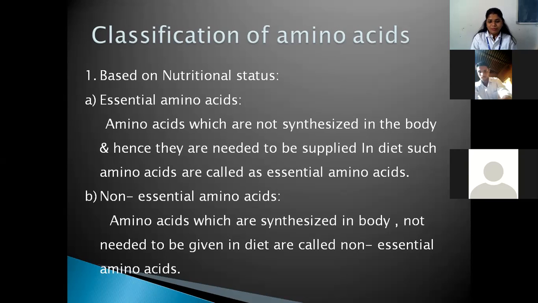Second, on the basis of nutritional status, that is non-essential amino acid. Non-essential amino acids are synthesized in the body, hence not needed to be supplied in the diet. They are already synthesized, so whatever the requirement of the body is, that will get fulfilled in the body only. No need to take from the outside diet. So this type of amino acid is known as the non-essential amino acids.